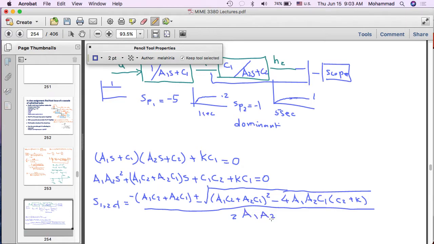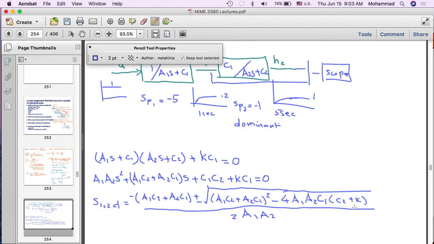Please double check this. We applied the quadratic equation, where a, b, and c are the coefficients of s squared, s, and s to the power 0. So minus b is the first term, plus or minus the square root of b squared minus 4 times a times c. For c, I have factored C1 out because C1 is repeated in these two terms, so it's easier to write it as C1 times (C2 plus K), over 2 A1 A2.